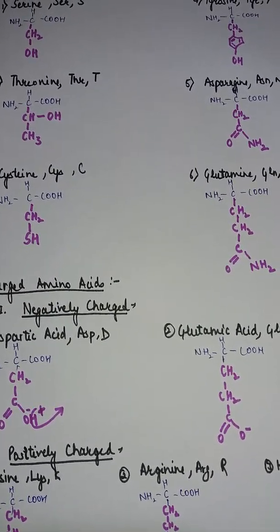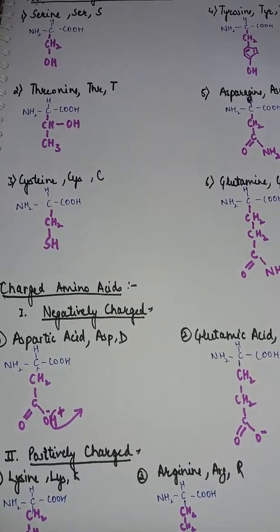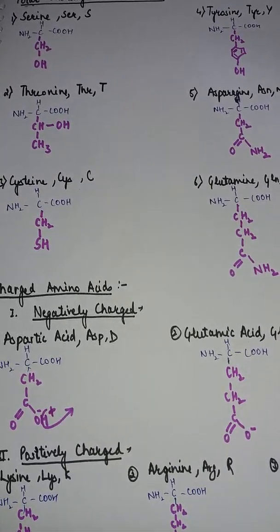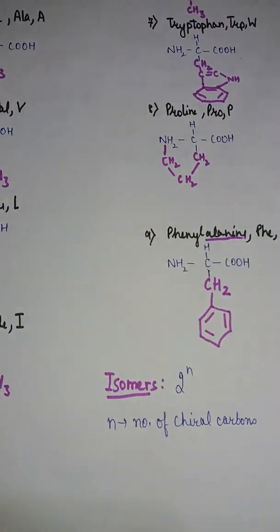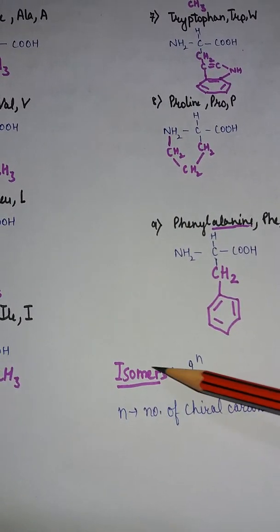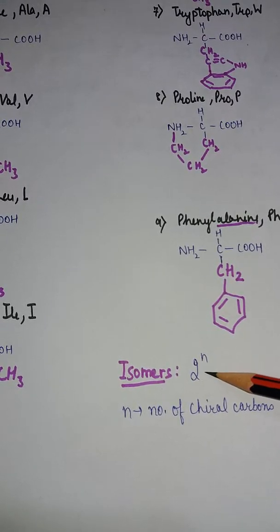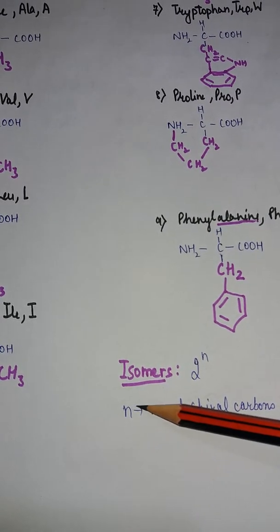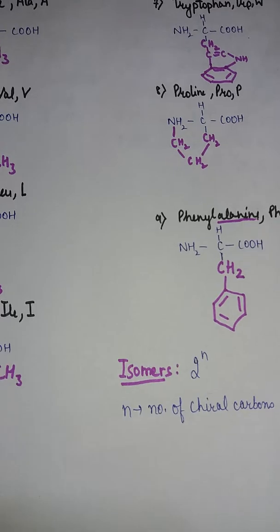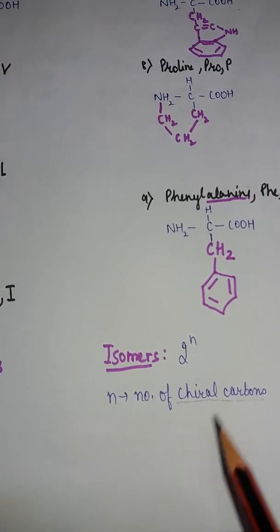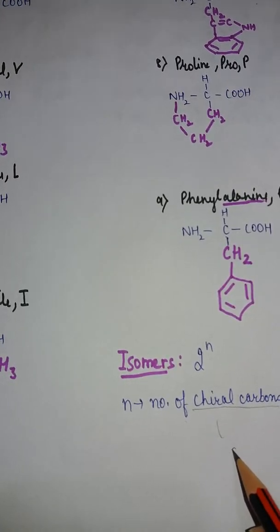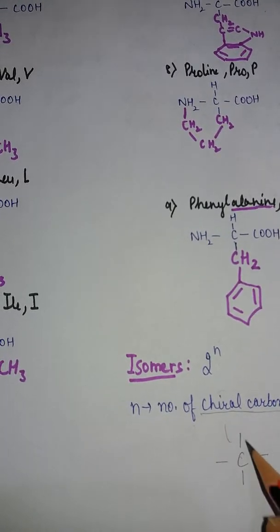There's another concept which I should discuss in this video, the isomers I was talking about earlier. To find the number of isomers possible for a particular structure, there is a formula which is 2 raised to the power n, where n is the number of chiral carbons. I hope you all know what a chiral carbon is. A chiral carbon is a carbon to which 4 different groups are attached.